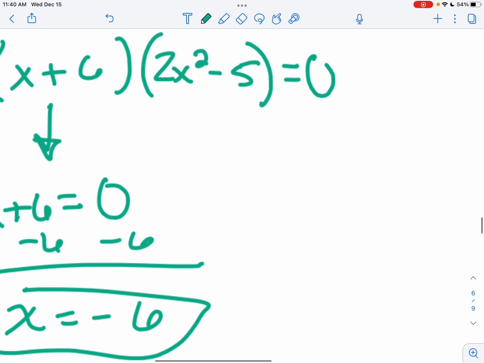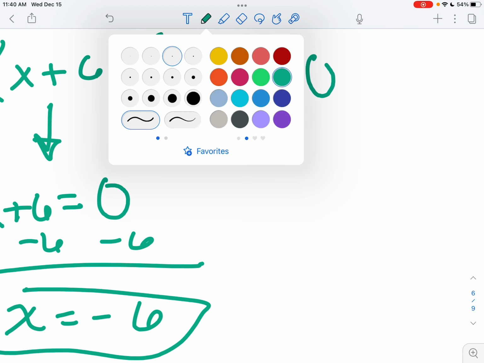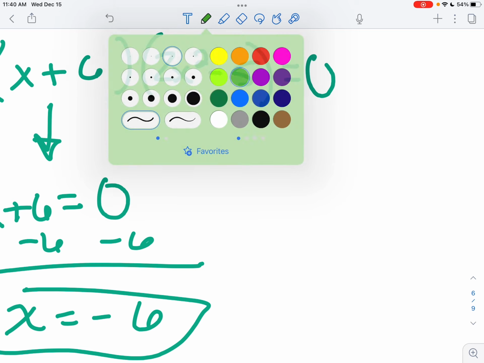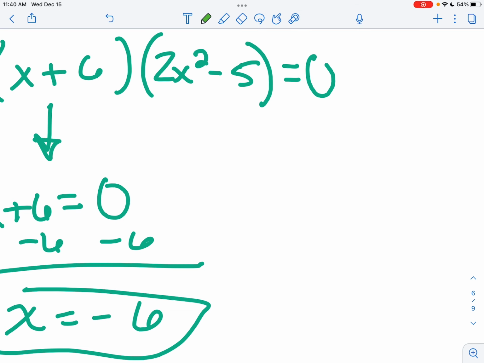Now, Wilfred, we have this other one to solve for. Pick a color. Green. All right. Green like cash money. That's right. I did just say that.